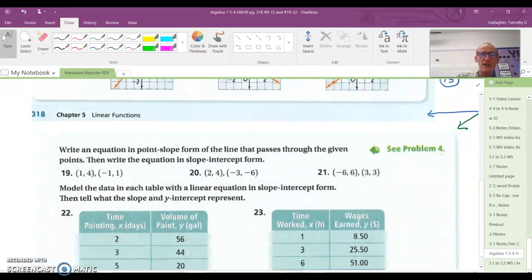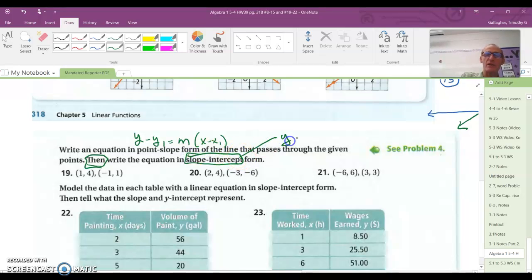So 19 says write an equation in point-slope form, then write it in slope-intercept form. Now point-slope form is y minus y1 is equal to m times x minus x1. And then slope-intercept form is y equals mx plus b. So basically you have to get it in point-slope form and then solve for y. Okay, solve for y to get it into slope-intercept form.